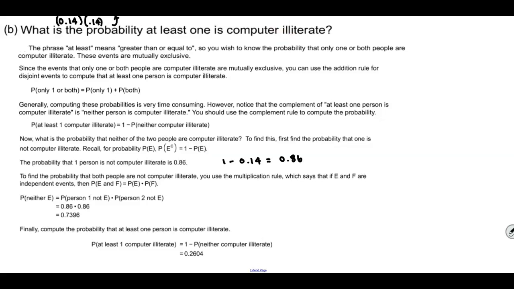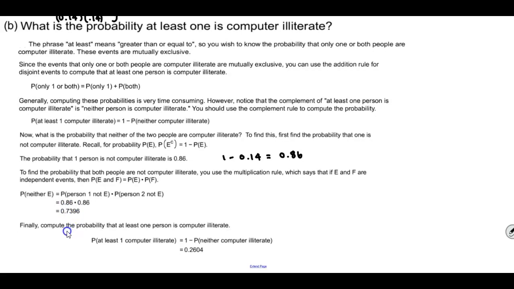Now, to find the probability that both are not computer illiterate, you're going to use the multiplication rule, which says that if E and F are independent events, then we can use that formula. So the probability of neither is equal to the probability that person 1 is not in event E times the probability of person 2 not in event E. So we're going to take 0.86, multiply that by 0.86, which is equal to 0.7396.